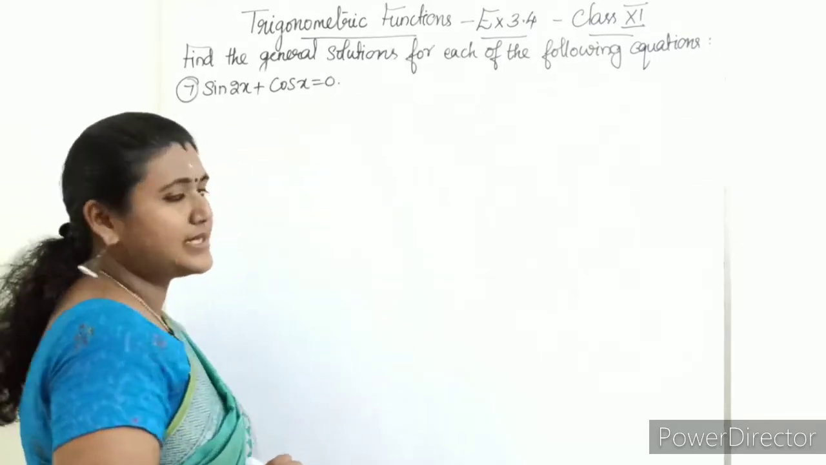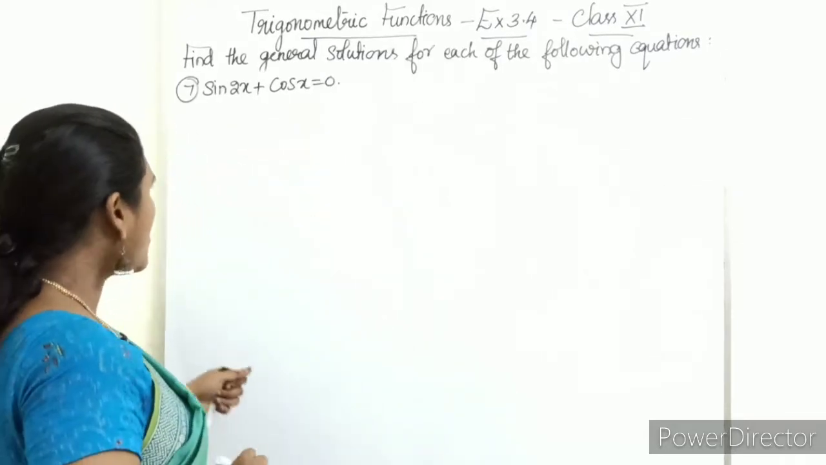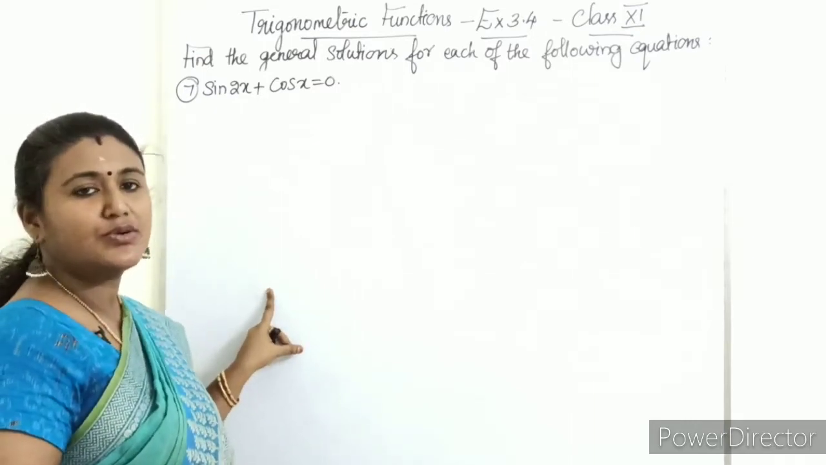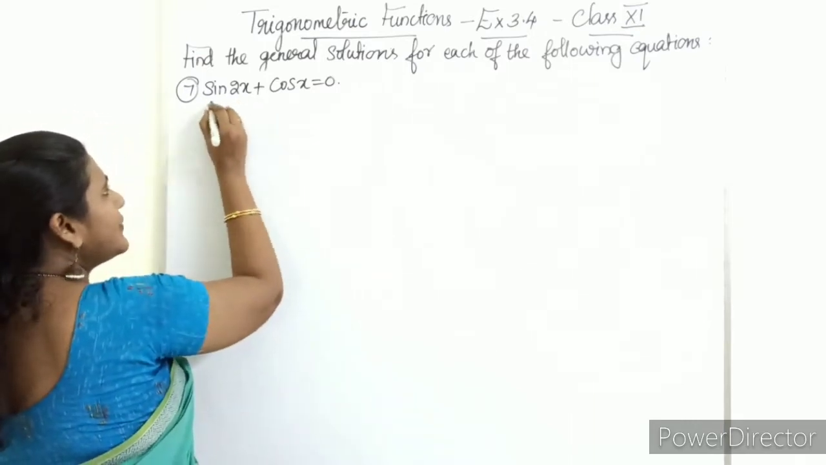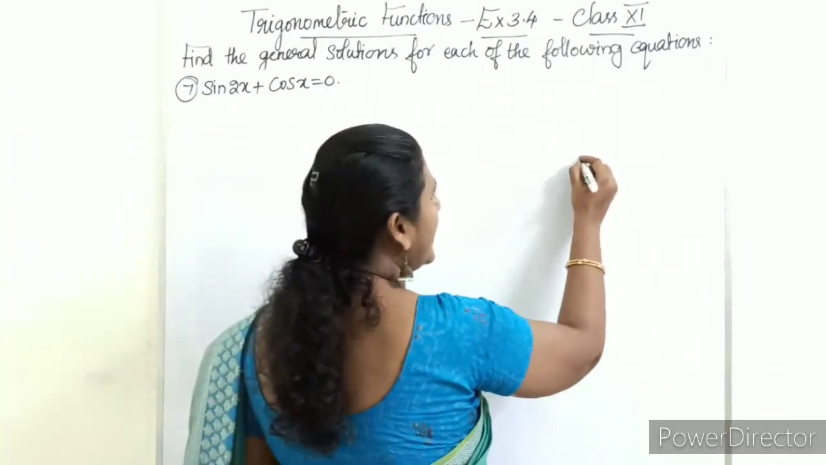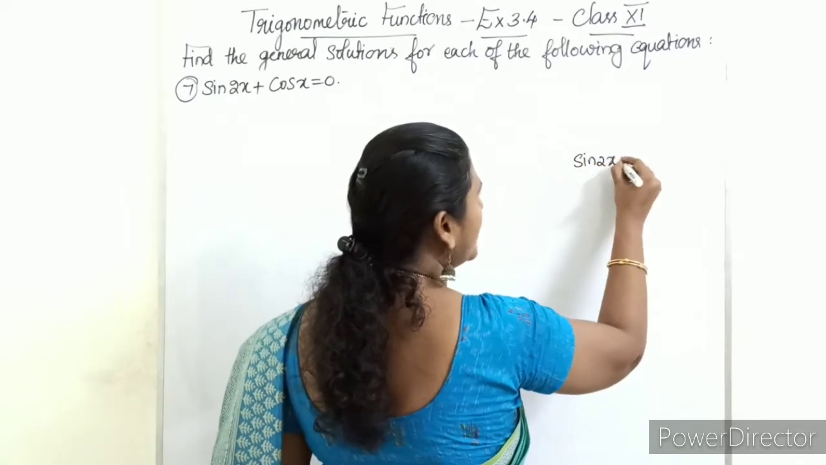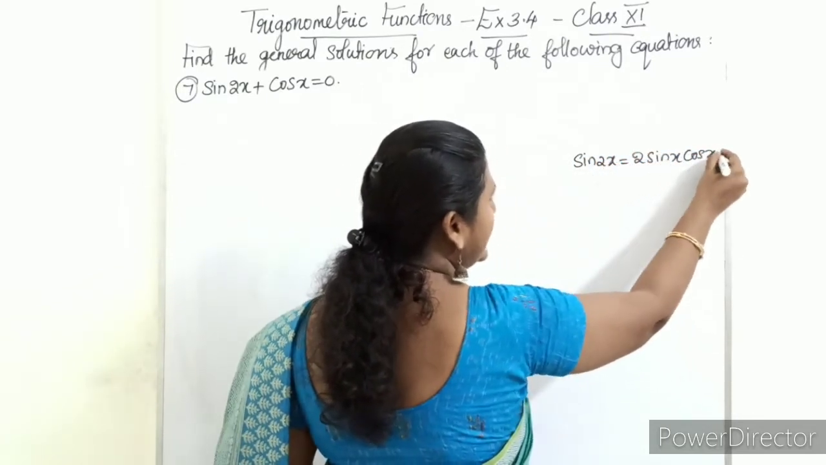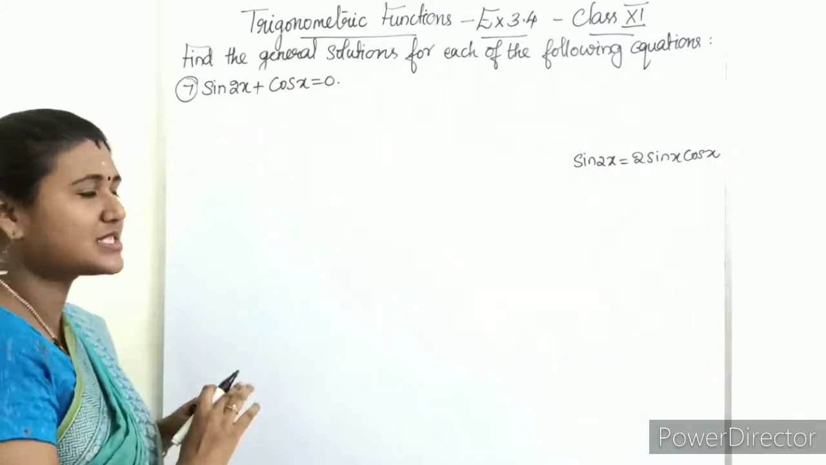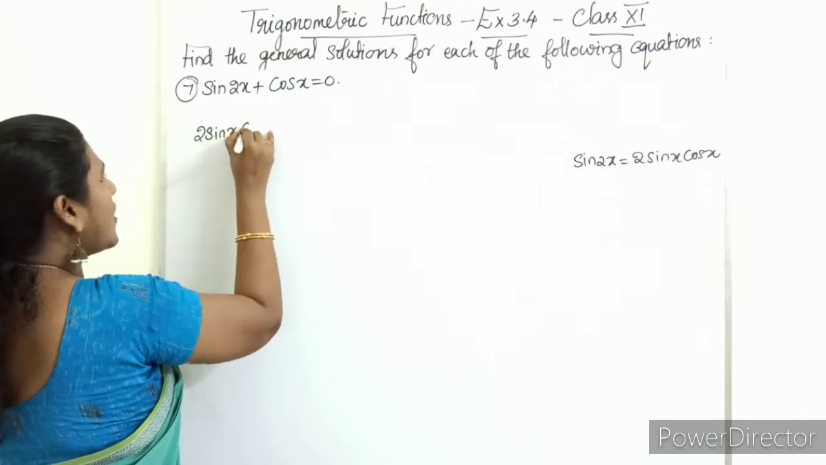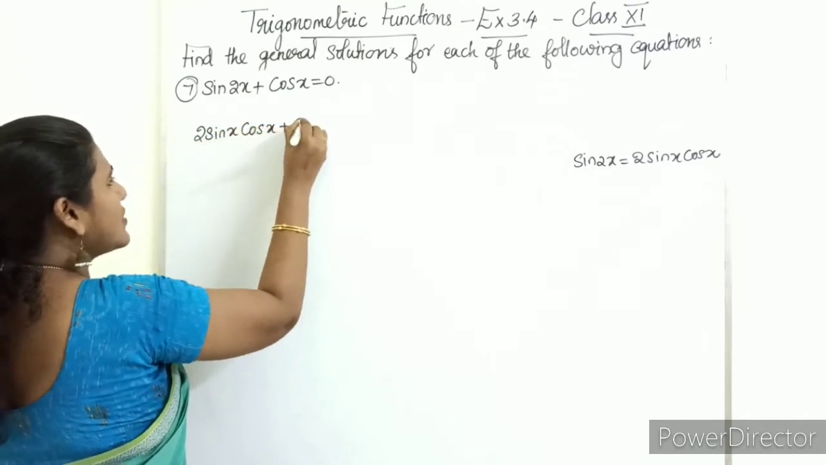Now 7th question, sin 2x plus cos x is equal to 0. Here how will you find the general solution? Here, the first term is sin 2x, and we have already studied the formula sin 2x is equal to 2 sin x cos x. This identity we have already studied. We will use this in place of the first term. Okay, so 2 sin x into cos x plus cos x is equal to 0.